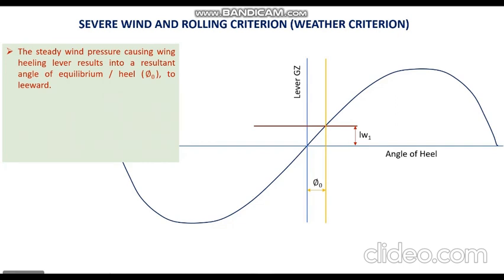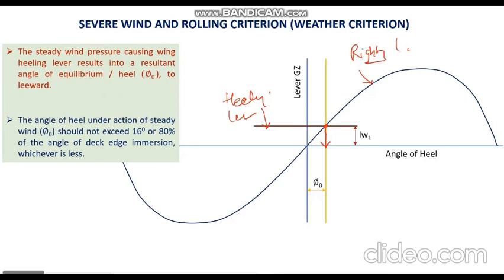What is it that you've not understood? Have you opened question number 87 of GZ curves? Yes, sir. So how did you do that question number 87? This phi 0 shall not be greater than 16 degrees or 80% of the angle of deck immersion. So if the vessel's phi 0 exceeds 16 degrees or 80% of the angle of deck immersion, whichever is lesser, then the vessel is failing to meet this first criterion of the severe wind and rolling.